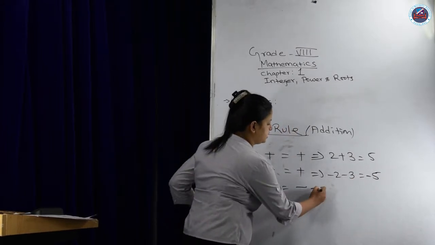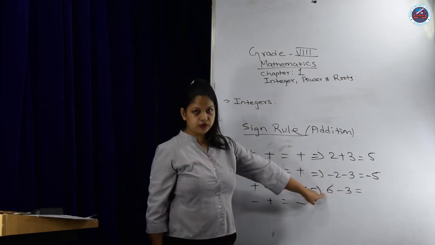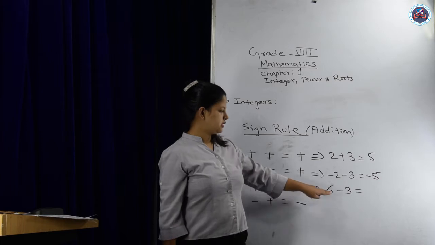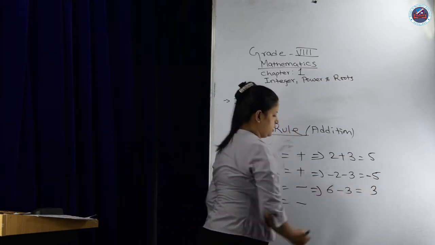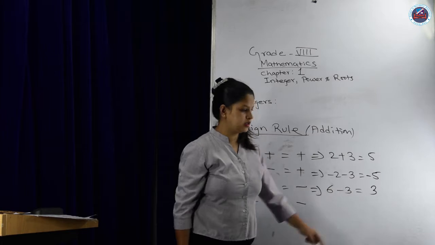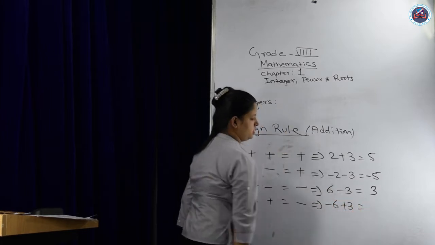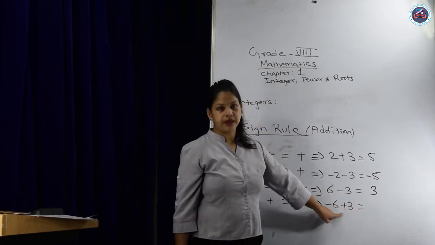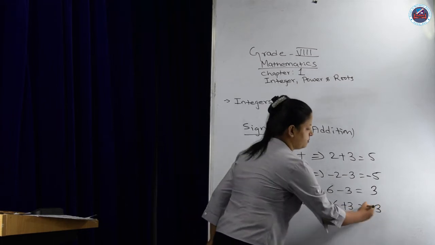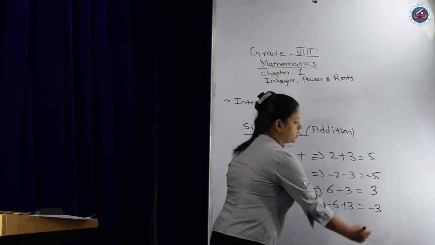Similarly for this, if it's 6 minus 3, no sign means positive. So plus minus will be minus, you subtract them. 6 minus 3 is 3, and the largest number is 6, which is positive, so you put plus. Same thing here, if I write -6 plus 3. Minus plus is minus, so you subtract them. 6 minus 3 is 3. But then check the sign. 6 is greater and it's minus, so you have to put negative here.